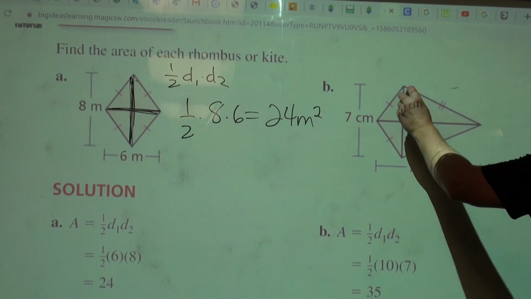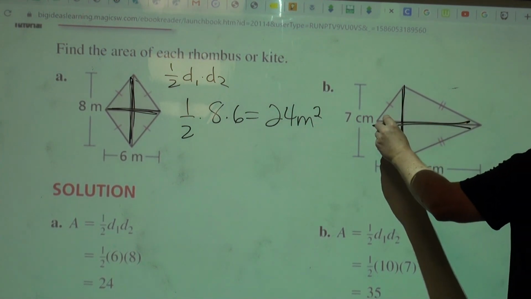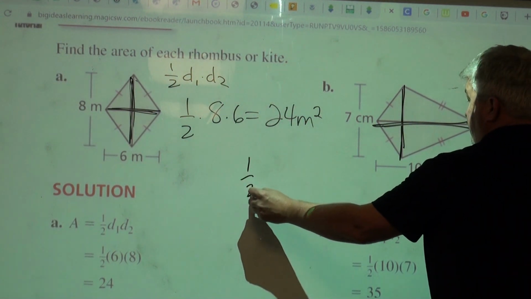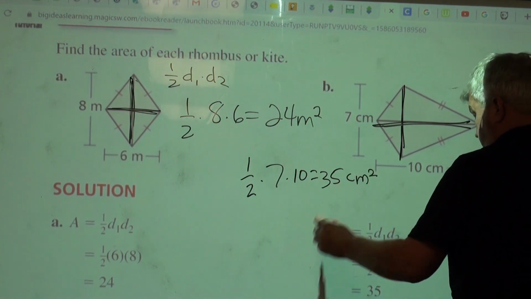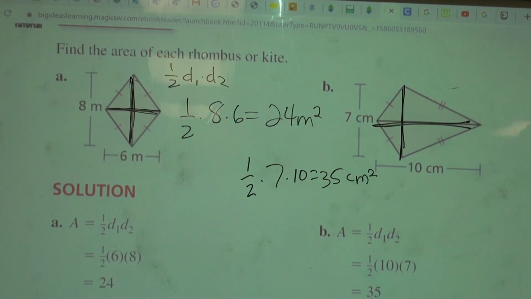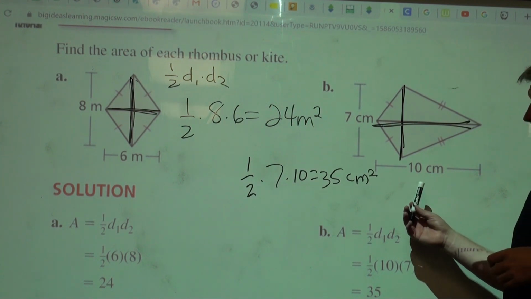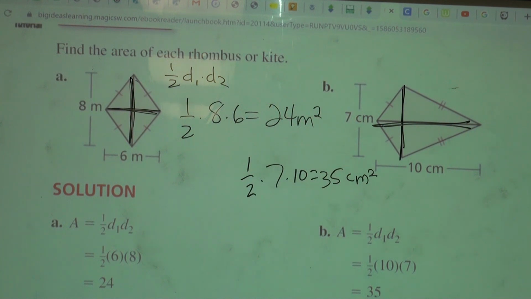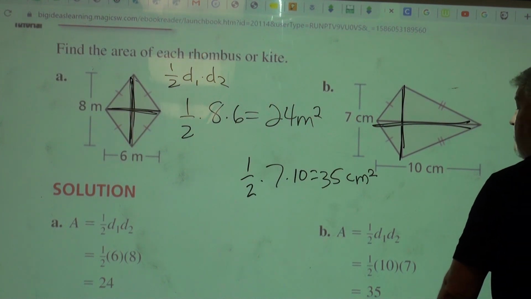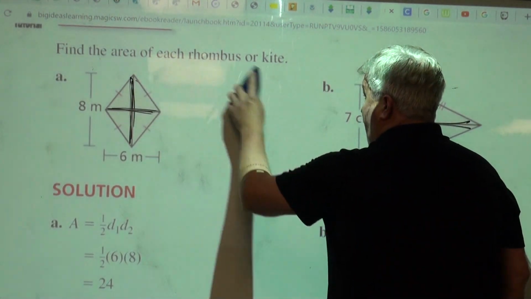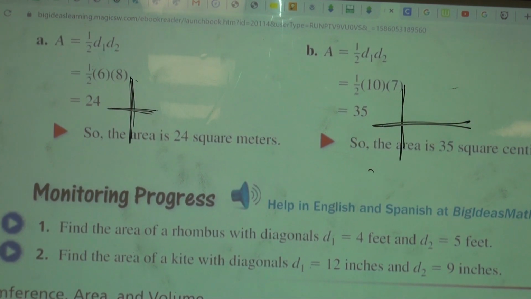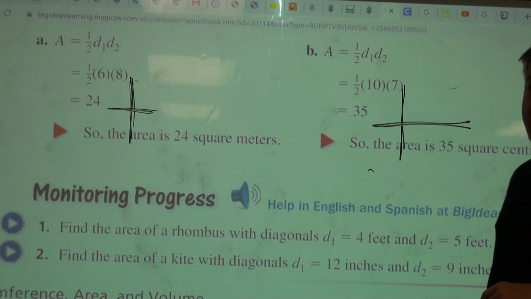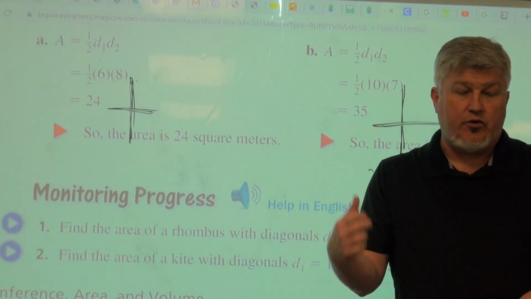This kite has a diagonal here of 7, and this one's 10. So I have 1/2 times 7 times 10 equals 35 centimeters squared. Basic concept, okay? Just remember the formula, 1/2 diagonal 1 times diagonal 2 for rhombi and kites. I bet you we have some checking progress problems down below here. We sure do. Monitoring progress numbers 1 and 2. Please pause at this moment and solve for 1 and 2.